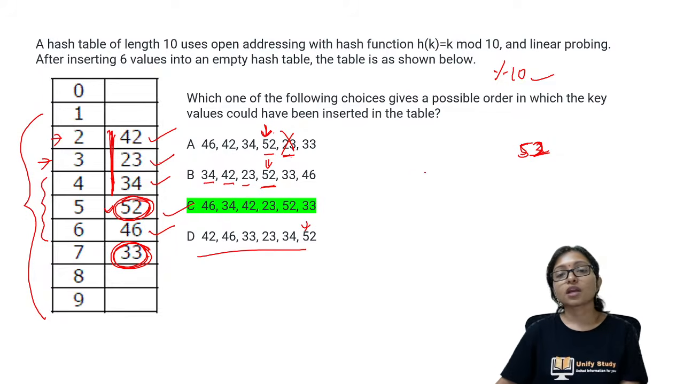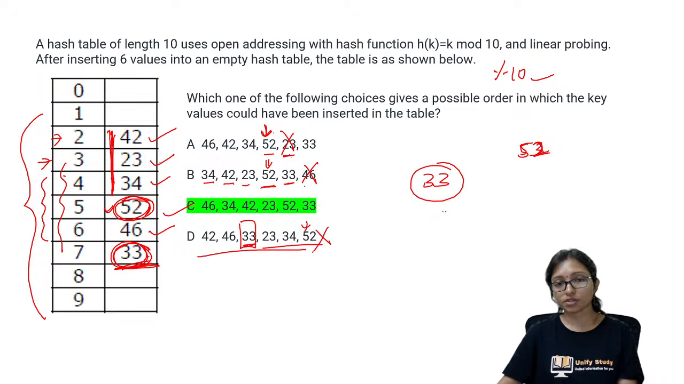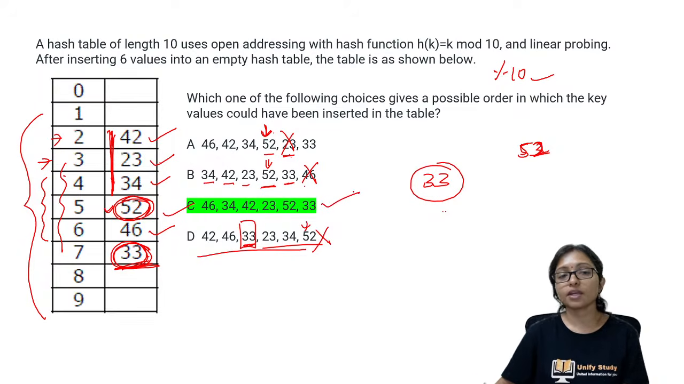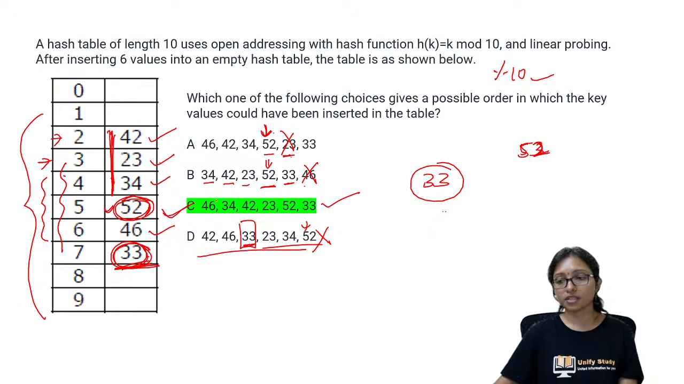But according to 33 should be in the last. Definitely before 33 all these arrived. That's why 33 should be in the last. You can see 33, after that 46 came. That is not possible. Here also after 33 these all came. That is not possible. Only one option is remaining. This is the correct option, and that's why your answer will be option C.